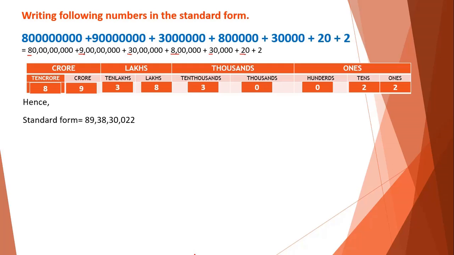Here is the answer. We got 89 in crores period, therefore I wrote 89 in crore. 38 we got in lakhs, so I wrote 38 in lakhs period. 30 I got in thousands, so I wrote 30 in thousands period. Then 22 we got in ones period, and I wrote it in ones period. Hence the standard form of the given expanded form is 89 crore, 38 lakhs, 30,000, 22.